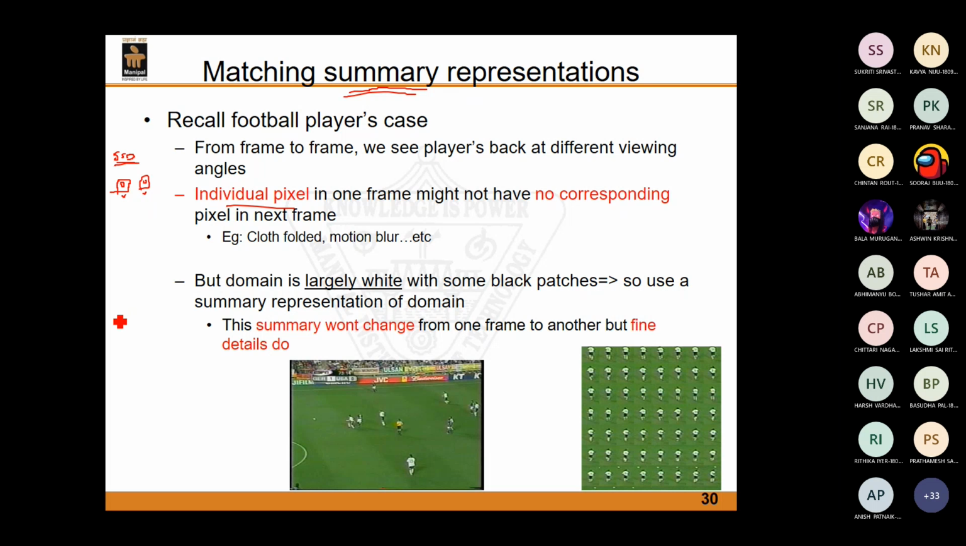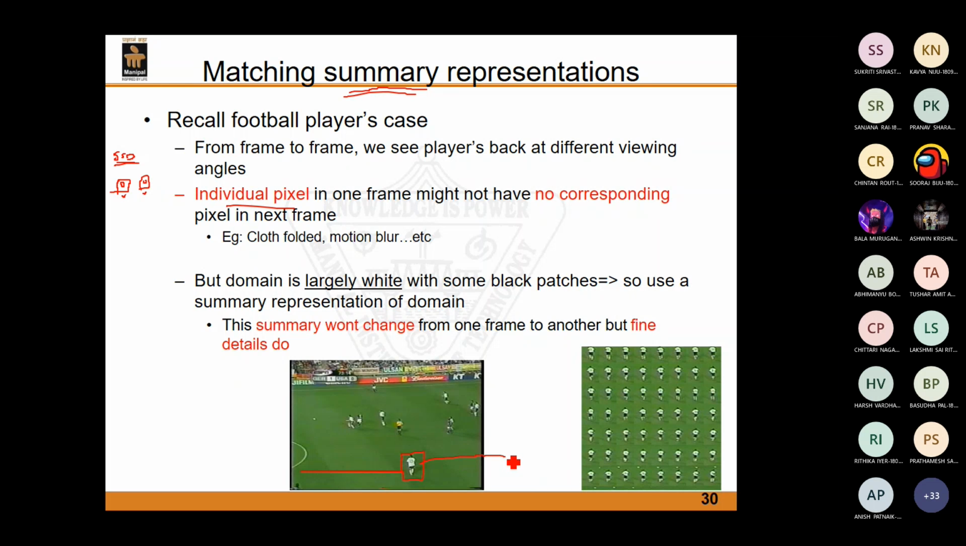Okay, so let us see over here in this particular figure. In this figure, let's say we are considering this particular player. Sorry about that. Let's say this is the neighborhood which we are considering for this player. So what I'm doing is, instead of doing a pixel to pixel matching with the next frame, I take the summary of this whole.